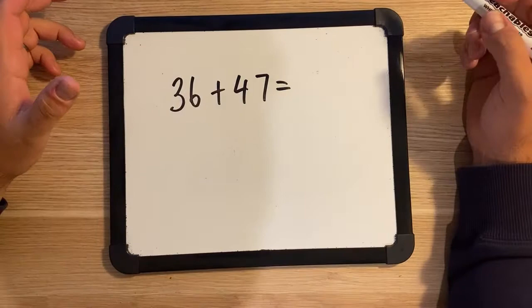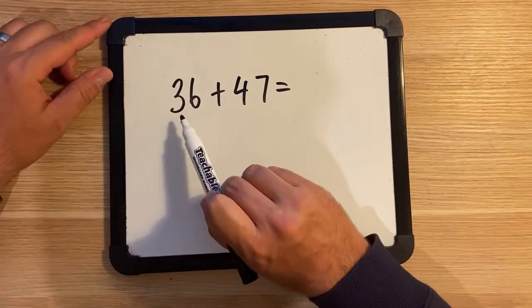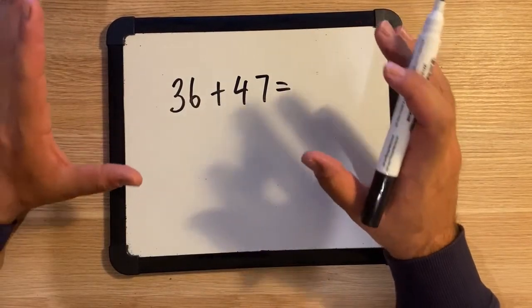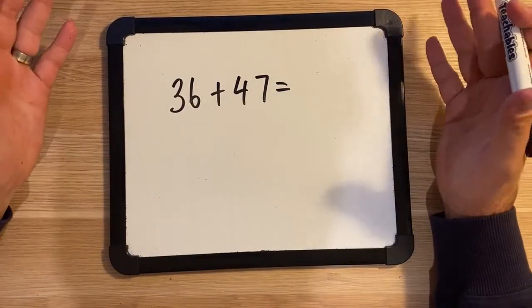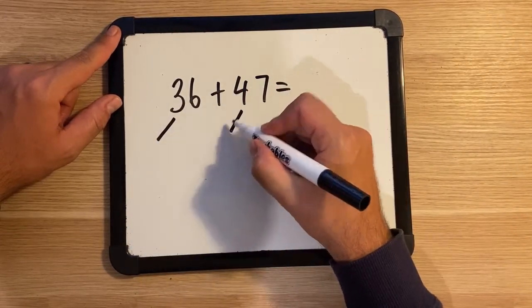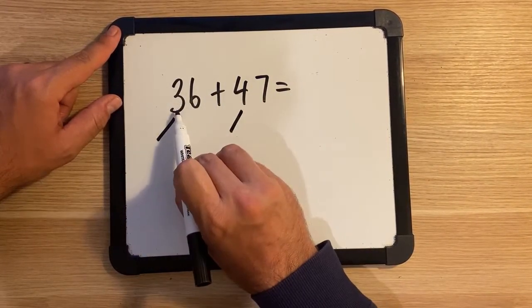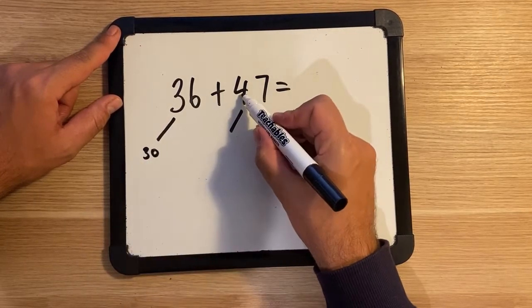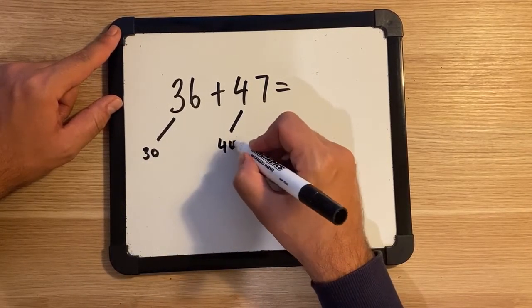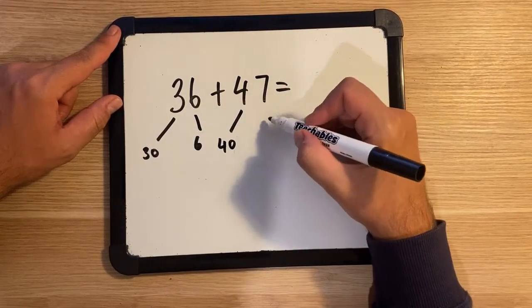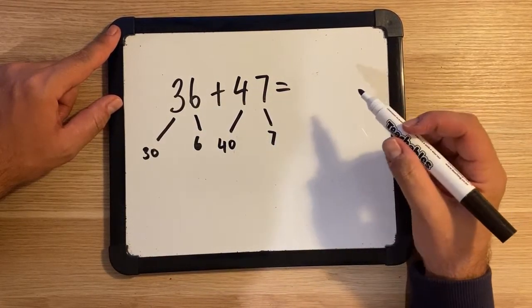All right, let's try a more difficult question now. 36 plus 47. Now we're doing the split strategy, so we need to split them up into their place values again. So let's draw in our little lines and start with our 10s. This one has got 3 10s, which is 30. This has got 4 10s, which is 40. This has 6 1s, and that has 7 1s.